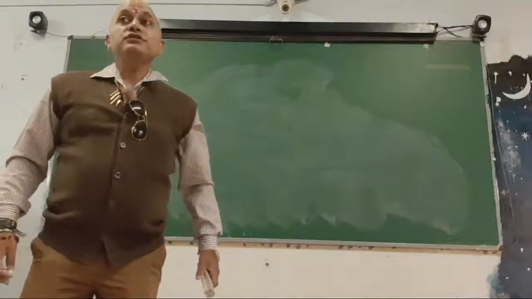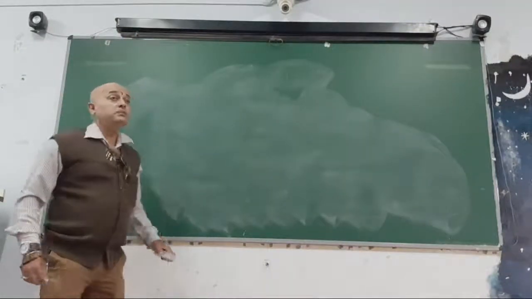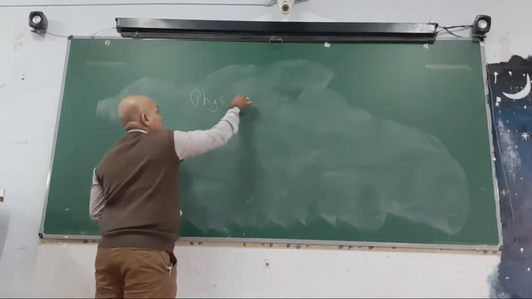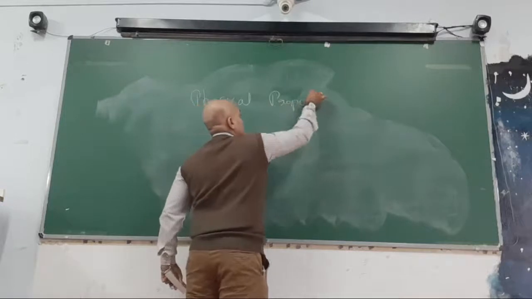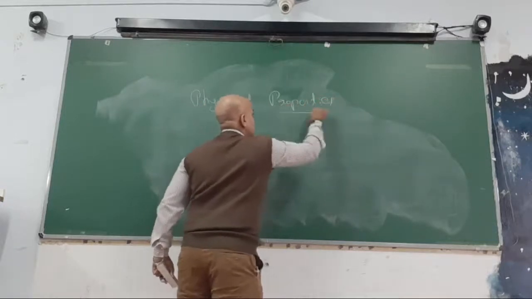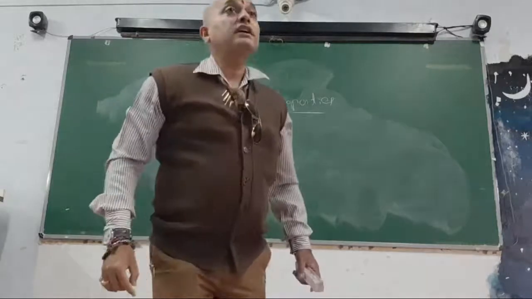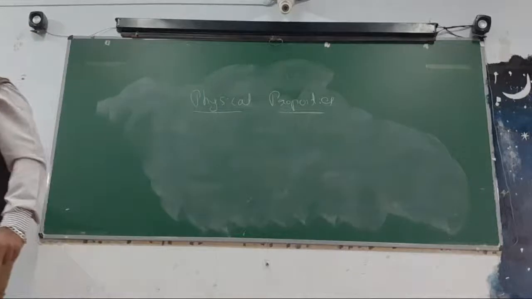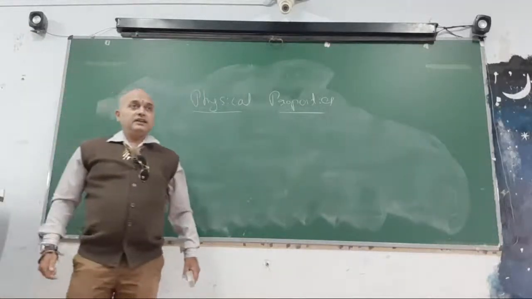Now we will move to the next one. That is related to physical properties. Now, whatever we have discussed is related to the preparation of carboxylic acid. Which and all methods have we discussed for preparation of carboxylic acid? Can any one of you?